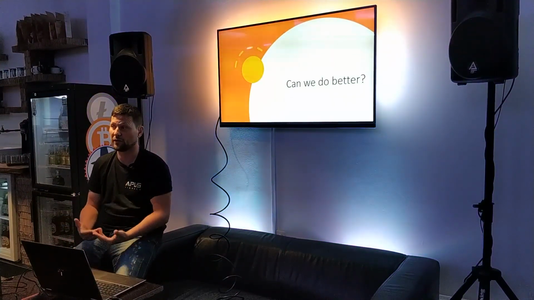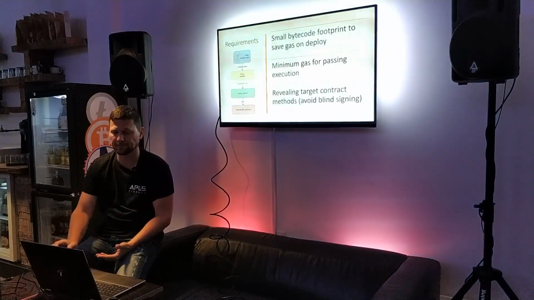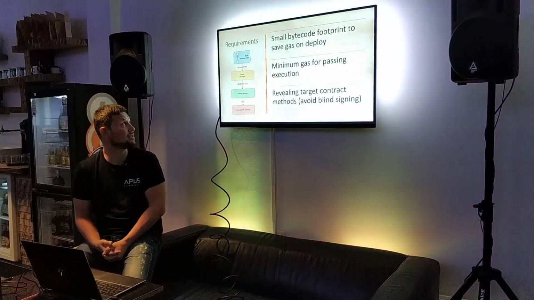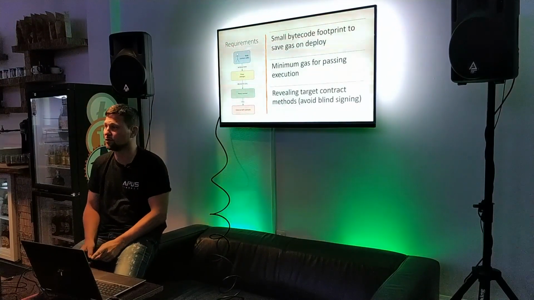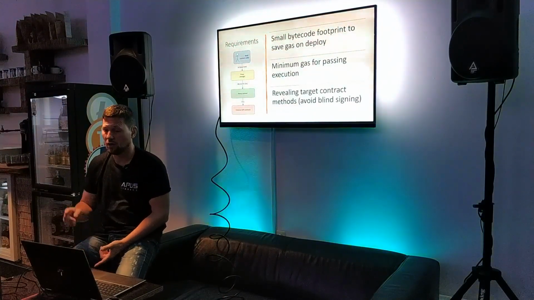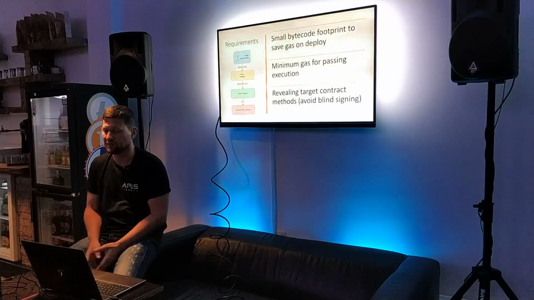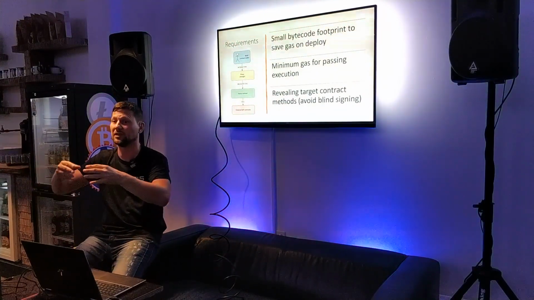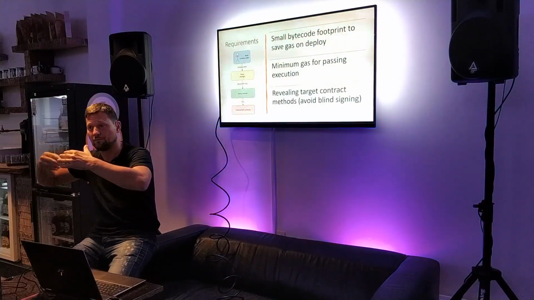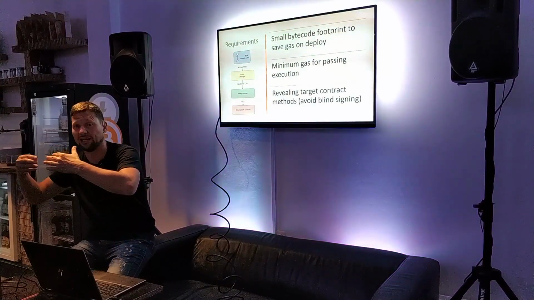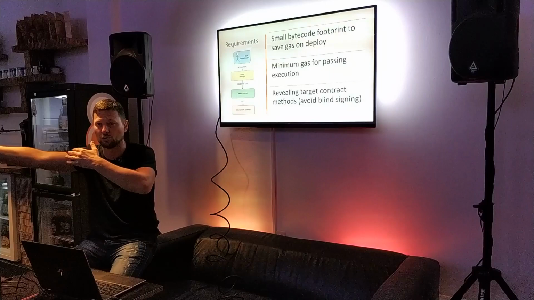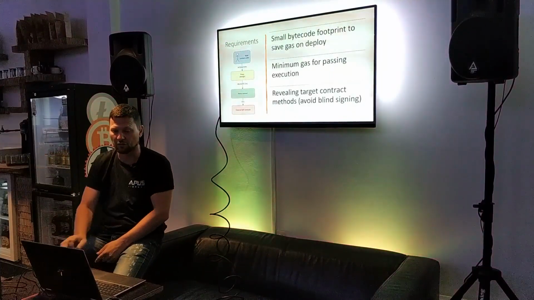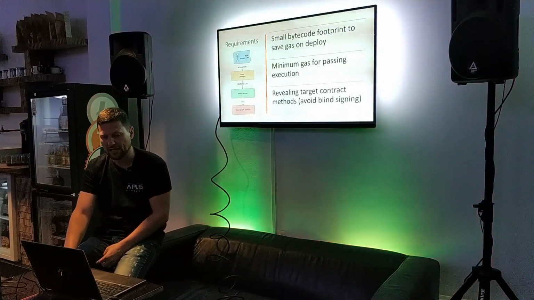So we do have some requirements on that. Those requirements are, we would like to have a small bytecode footprint to save gas on deploy. We want to have minimum gas for passing execution. So when the person really wants to use that proxy and do something, they pass the execution through the delegate code towards that heavy contract, which I mentioned before, the green one.